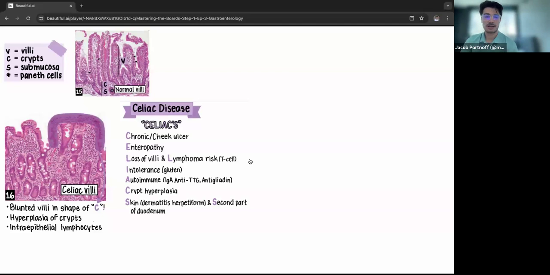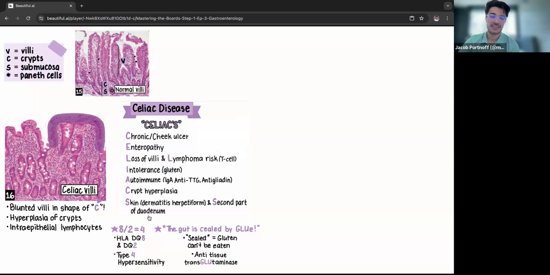So, because it wouldn't be a MedSchoolBro webinar without all my fun mnemonics, we've got CELIACS for celiac disease. So you can think of chronic or recurrent cheek ulcers, the enteropathy, loss of villi, and increased risk for T-cell lymphoma. That's high yield. Intolerance to gluten, of course, the pathophysiology, and then it's an autoimmune picture, right? We've talked about our IgA, anti-TTG, and anti-gliadin. You're going to get that crypt hyperplasia, and then that itchy rash that was described in the vignette is going to be something called dermatitis herpetiformis, and it's going to classically affect the second part of the duodenum.